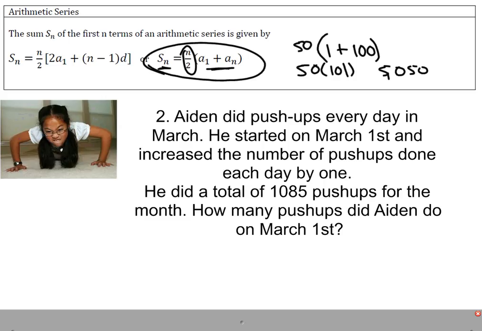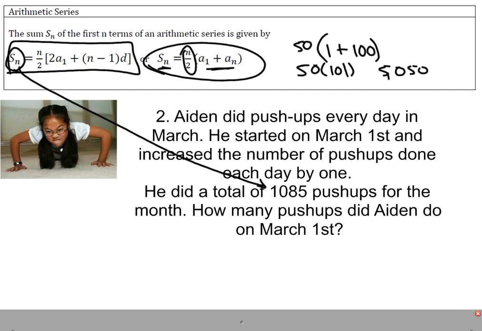So let's take a look. Aiden did push-ups every day in March. He started on March 1st and increased the number of push-ups done each day by 1. He did a total of 1,085 push-ups for the month. How many push-ups did Aiden do on March 1st? So I'll tell you what, here's what I would do. I would use this first one for this, and this is going to be my sum, this 1,085. I know that my common difference is going to be 1. He went up by 1 every single day.